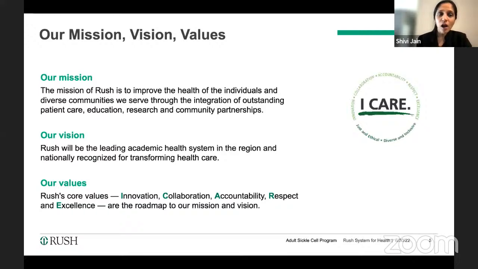At Rush, our mission is to improve the health of individuals in diverse communities that we serve through integrating outstanding patient care, education, research, and community partnerships. Our values lie in the I CARE, which is innovation, collaboration, accountability, respect, and excellence. And that is our roadmap to our mission and our vision.